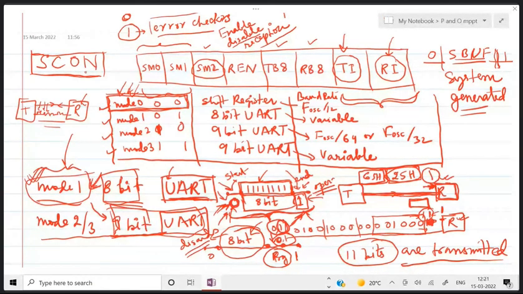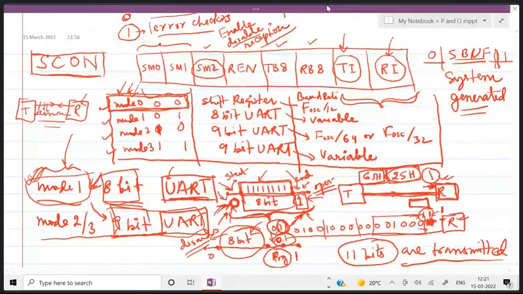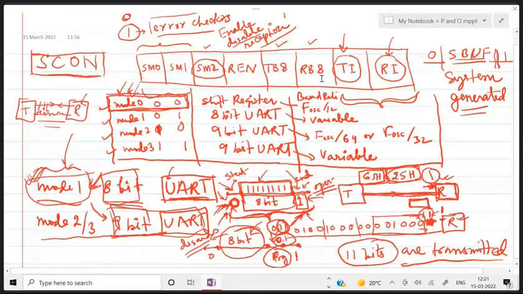A small part of it is remaining, which is related to baud rate, and these TB8 and RB8. I have to explain it a bit, so I can do it in the next turn. I will also be explaining one program related to serial communication so that things become easier, and with an example it will become easy.